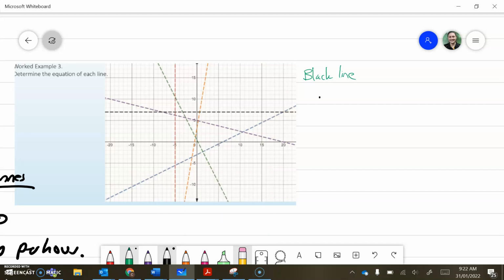Okay, so what we can see is that with this black line, it is a horizontal line. So what this means is that no matter what the value of x is, the value of y always stays the same.